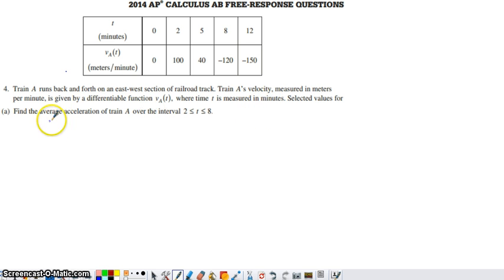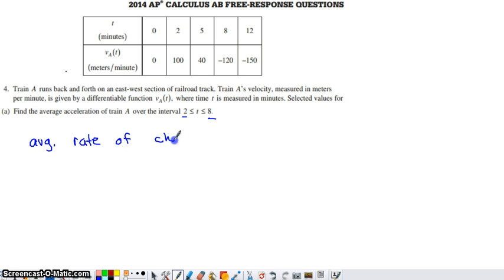In part A here it says find the average acceleration of train A over the time interval from 2 to 8. Now, average acceleration, that's probably not something you've done a lot of, but what you have done a lot of is you've probably found average rates of change quite a bit, and the average rate of change of a function generically is just going to be a slope calculation.